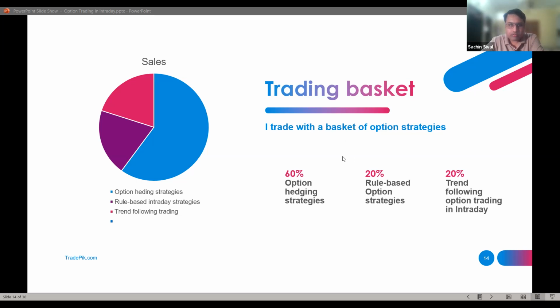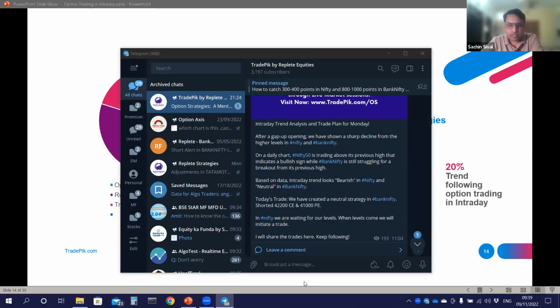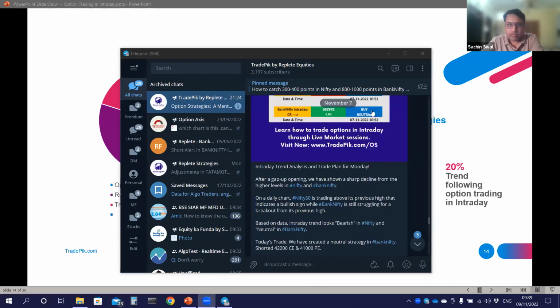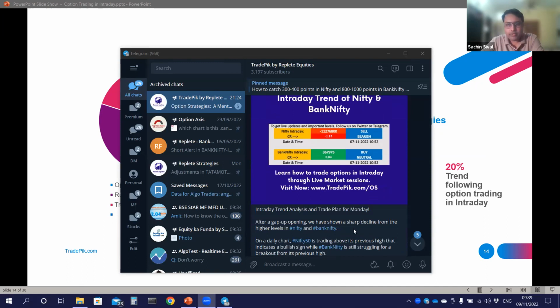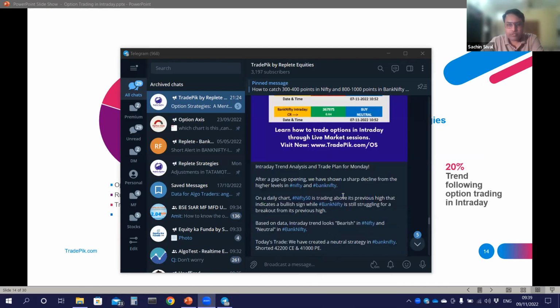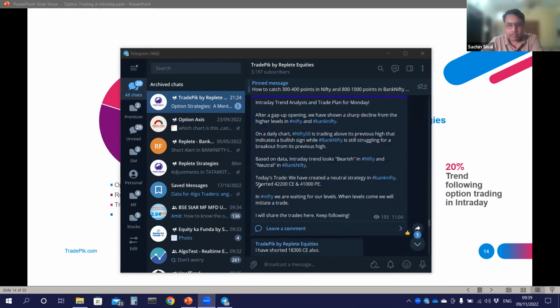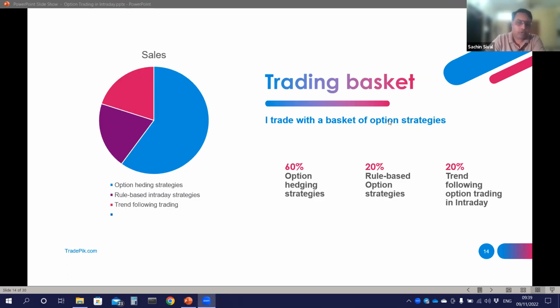Okay, so this is the public Telegram channel. You can see that I have shared, on 17th of November, this graphic where you can see the trend is bearish in Nifty and neutral in Bank Nifty. Based on this trend, we initiated a trade. We created a neutral strategy in Bank Nifty, shorting the 4,200 call option and the 41,000 put option. So these are trend based option trades for intraday. 20% capital I am deploying in this type of trading.